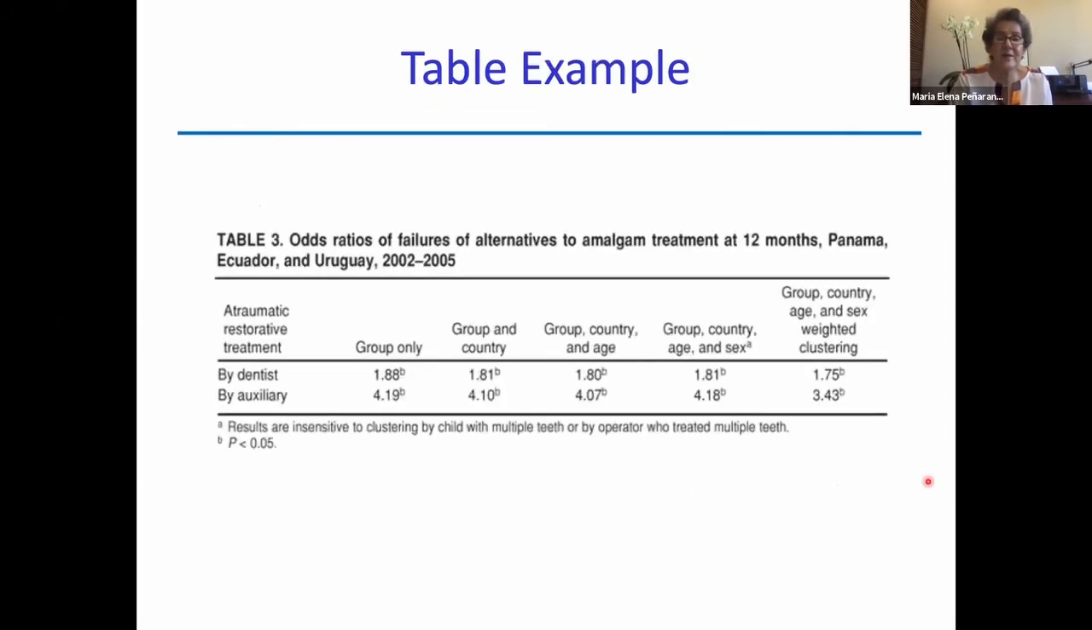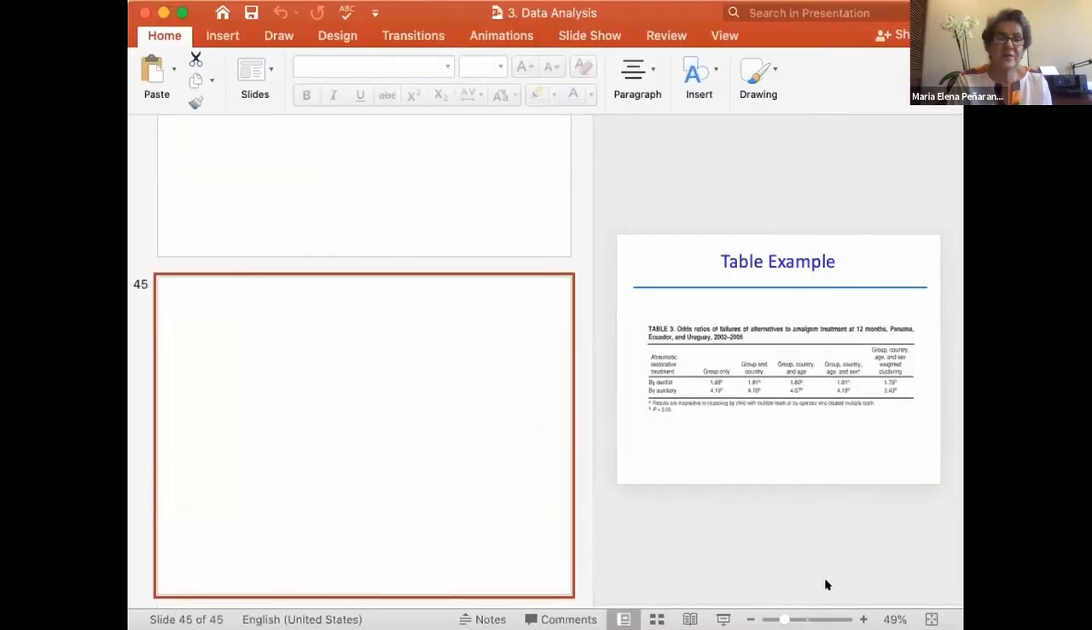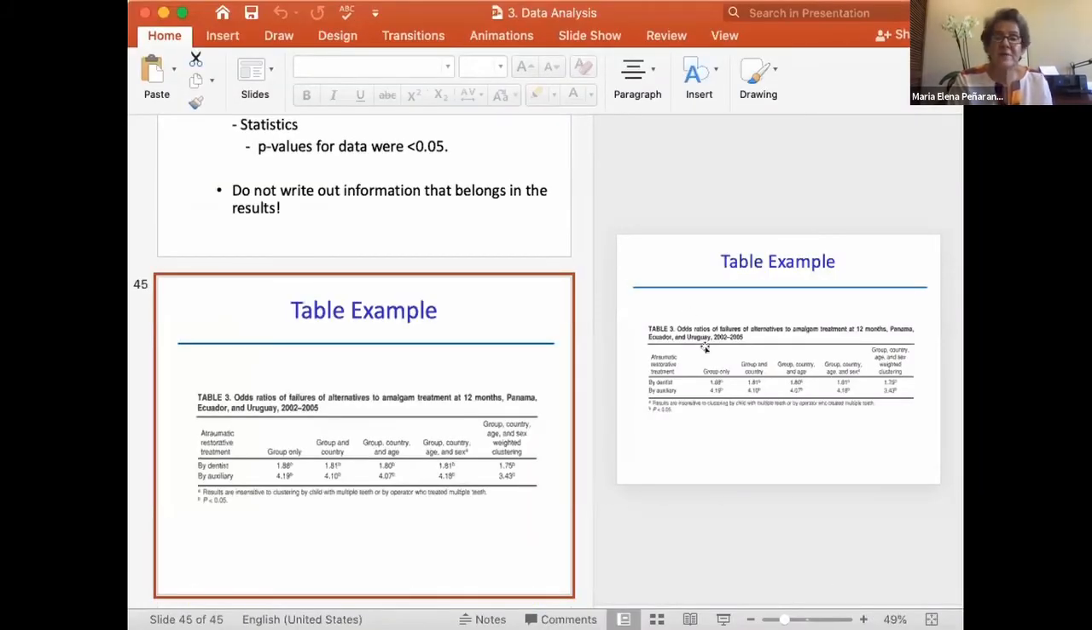So this is a simple table. Odds ratio of failures or alternatives. Oh, this is the same in Panama. And so you have B, results are insensitive to cluster. And then the p-value. This is A, and this is B. So you explain what group, country, age, and sex, and then results are insensitive to clustering. Anyway, this is just examples of tables, good tables and bad tables.